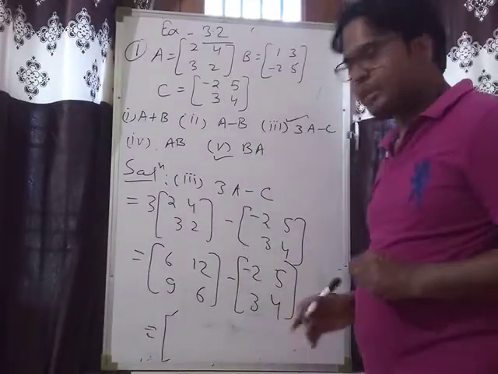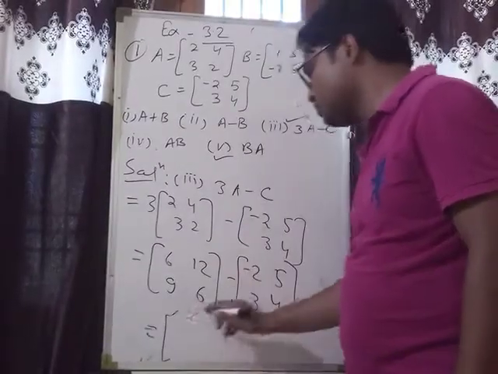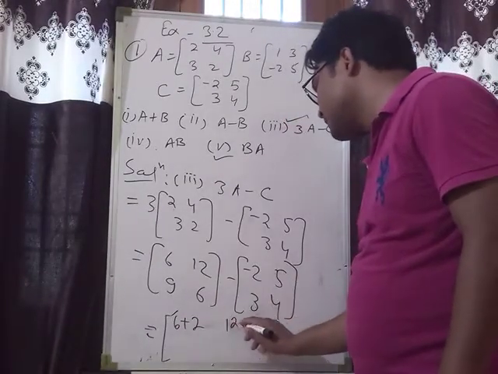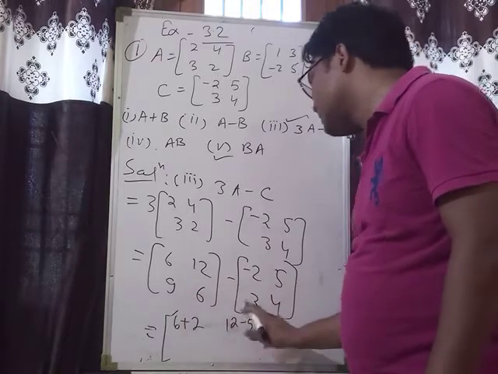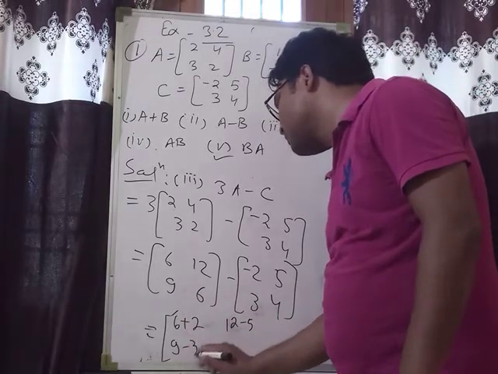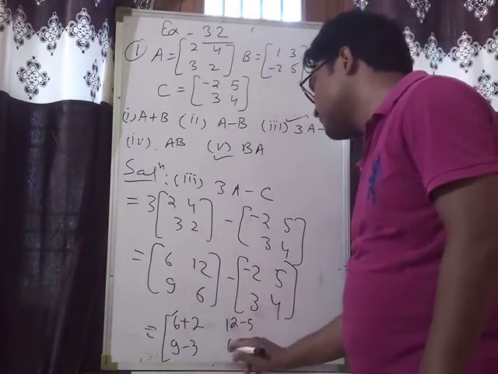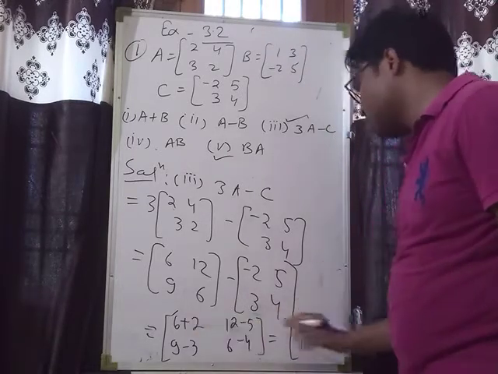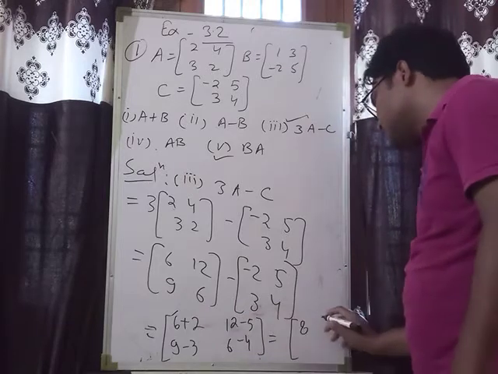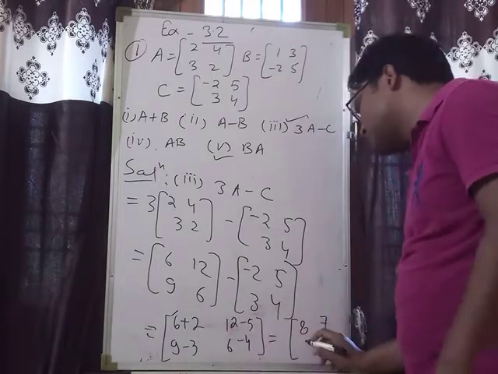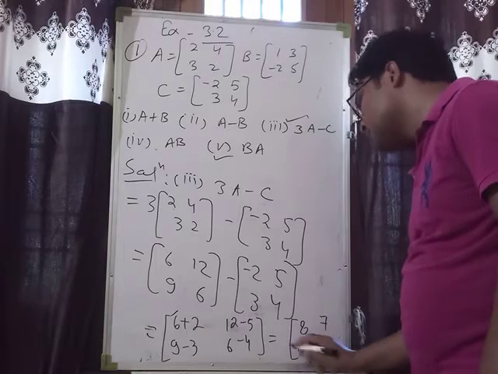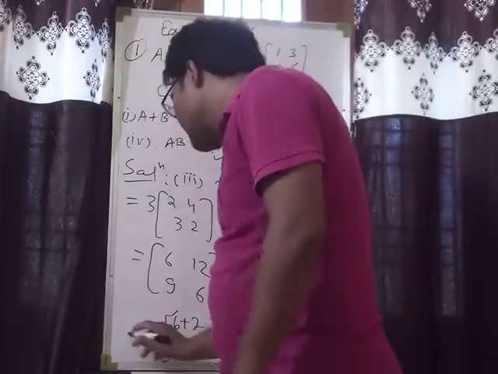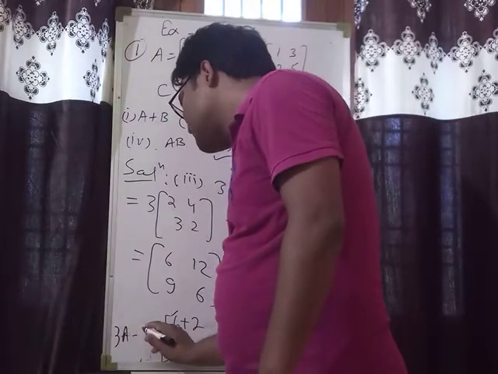Now that is equal to what? Corresponding entries will be subtracted. So 6 minus minus 2, 6 plus 2. 12 minus 5. 9 minus 3. 6 minus 4. So what will become? That is equal to 6 plus 2, that is 8. 12 minus 5, that is 7. 9 minus 3, that is 6. And 6 minus 4, that is 2. So that is your answer. This is 3A minus C.